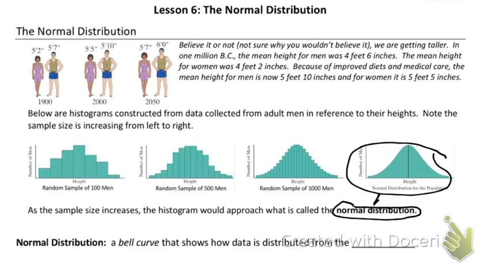So as sample size increases, the histogram would approach what's called the normal distribution. And if it's not quite, we force it to be in that normal distribution so we can talk about it as an entire population. Remember, when we're talking about inferential statistics, we're talking about applying it to an entire population. So the normal distribution is a way for us to apply data to an entire population so we can talk about it as a whole.